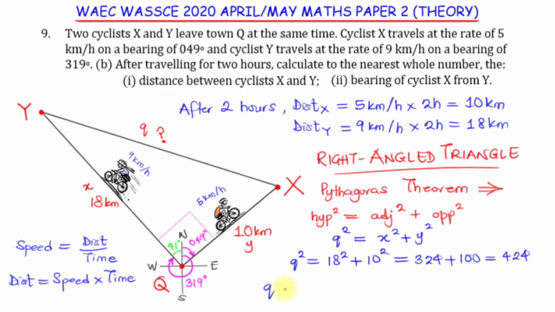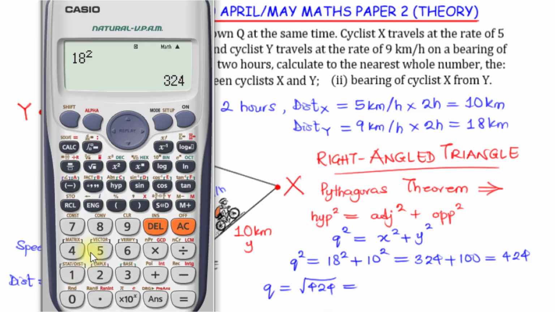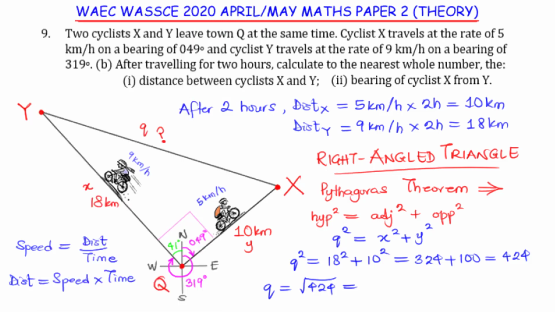So q itself will be the square root of 424. Okay, so how do you find the square root of 424? We go to our calculator and press square root of 424 is equal to what? This is 2 root 106. But I want to express it in decimal place. So this is 20.5913. But look at the question.